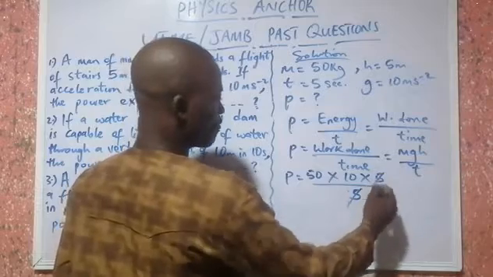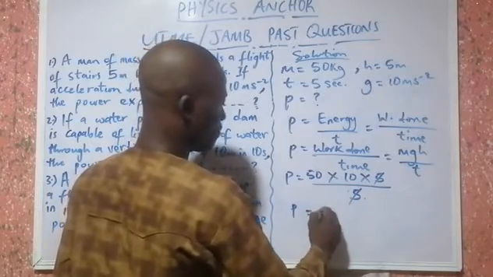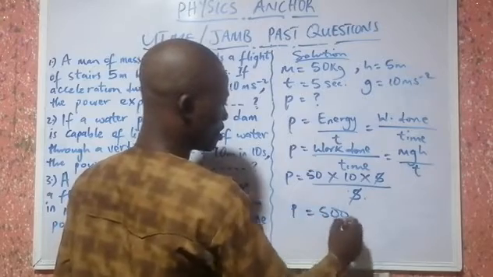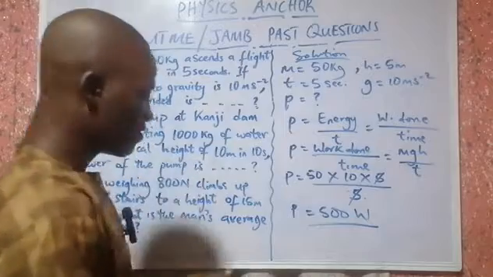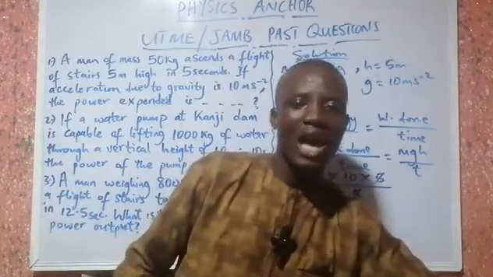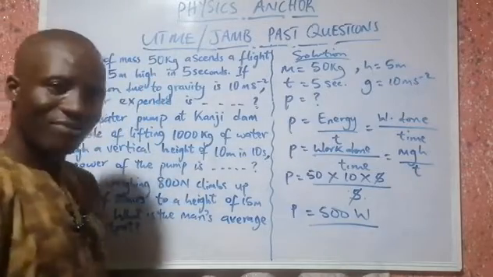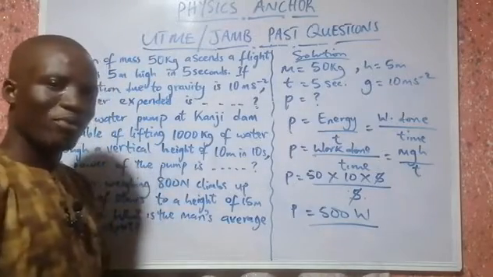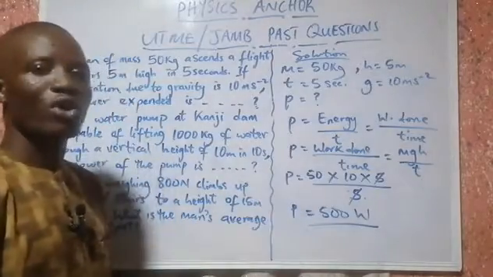So 5 cancels 5, then we have 50 multiplied by 10, that will give us 500. And what is the unit of power? That will be watts. So we have the power expended as 500 watts. So that's the breakdown. I hope you are beginning to recall everything you have learned under this topic. So that's how you go about the questions.